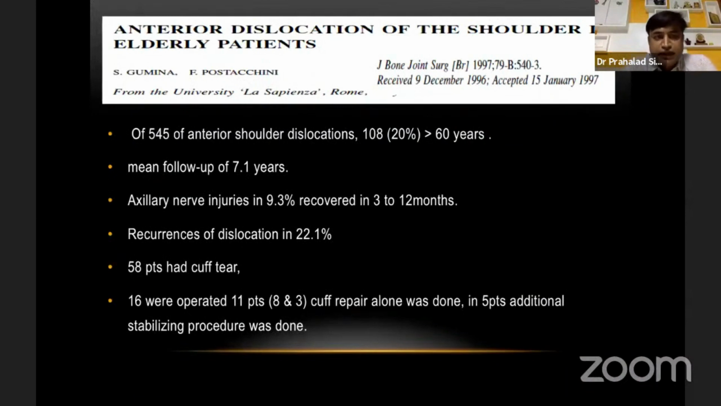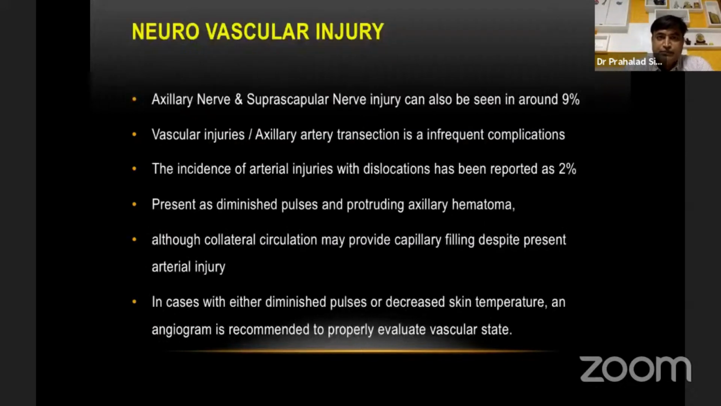This is a very big study by Gumina et al., who studied 545 patients of shoulder dislocation, where they saw 20% to be over the age of 60 years. Axillary nerve injury was seen in 9%, and they recovered in due course. The recurrence rate was around 22%. Around 60% of patients had a cuff tear, so they suggested both cuff and stabilizing procedures to be done.